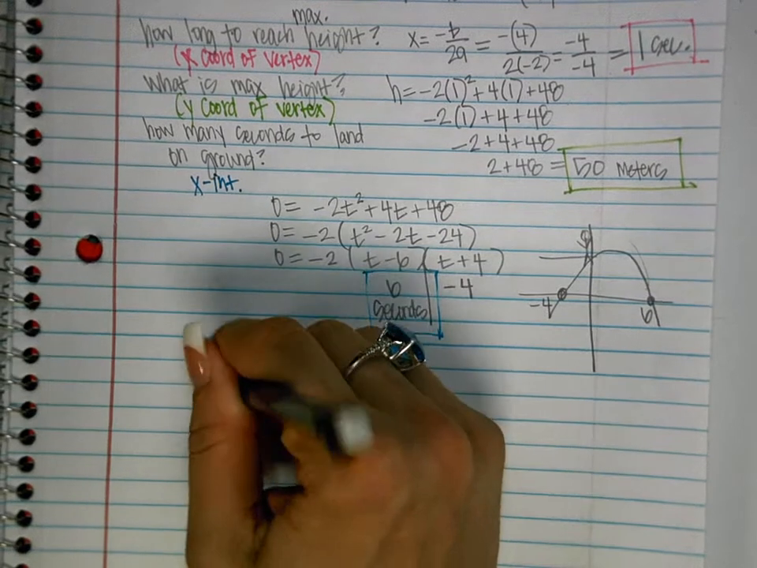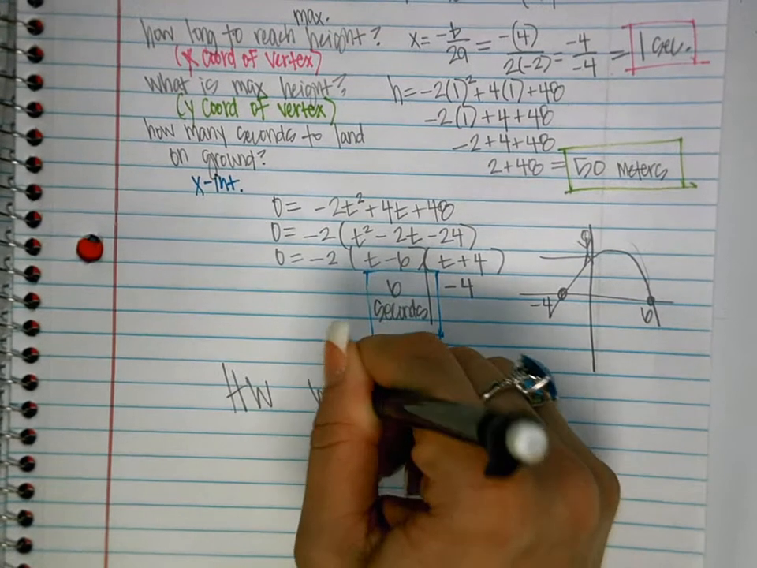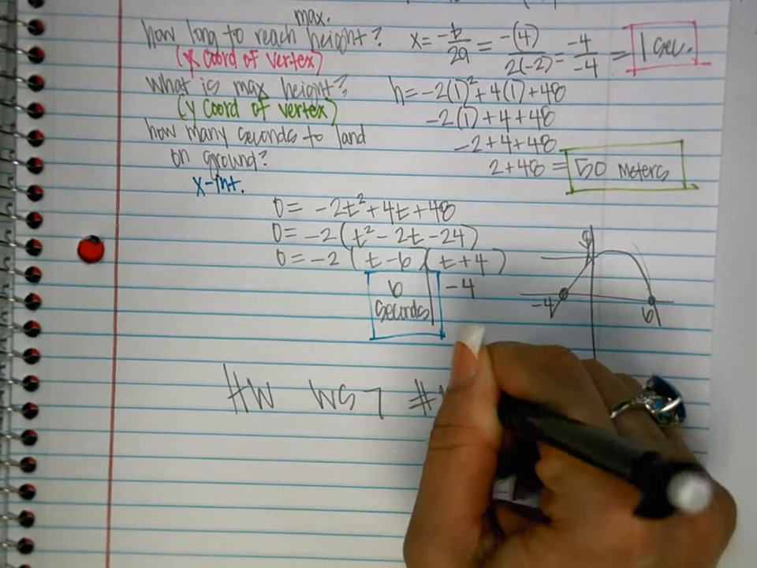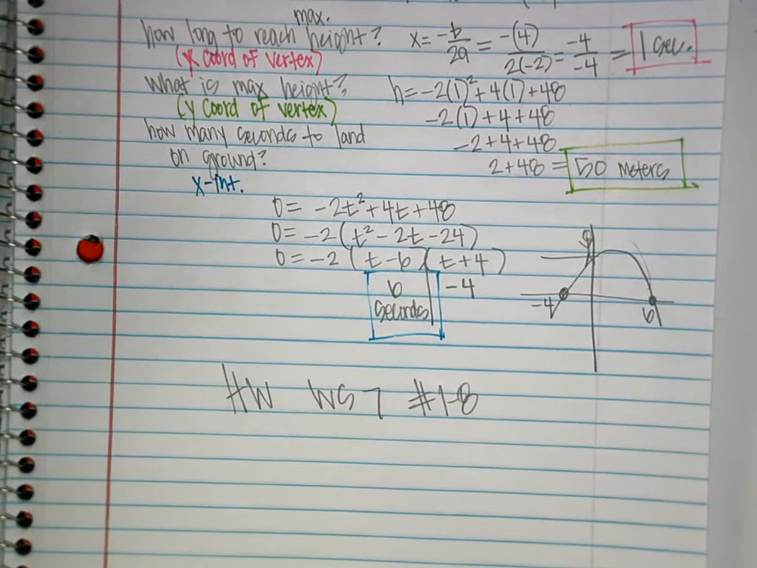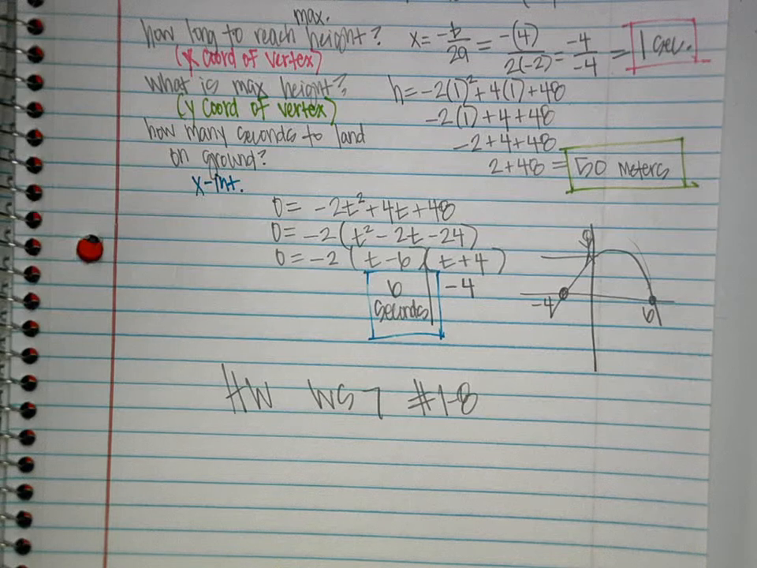Homework for this objective is worksheet 7, numbers 1 through 8. Okay, there's only 8 word problems. Please show your work as much as possible. Okay, please, please, please. And we will start reviewing tomorrow. Okay?